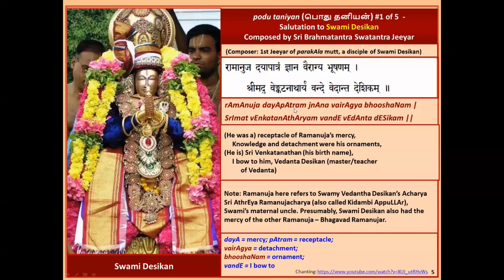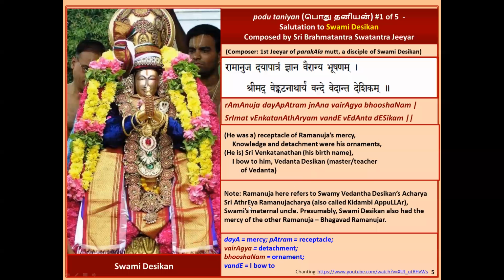That's exactly the kind of patram that this is talking about, though it's a metaphor. So Daya Patram: Daya means mercy, Patram means a vessel or receptacle. Ramanuja Daya Patram. So it says that Swami Deshikan was a receptacle of the Acharya Ramanuja's mercy. Now, which Ramanuja is it referring to? Is it referring to Bhagavat Ramanuja? No, actually, it is referring to a different Ramanuja.